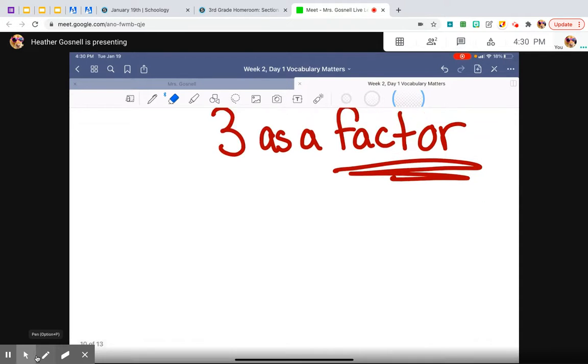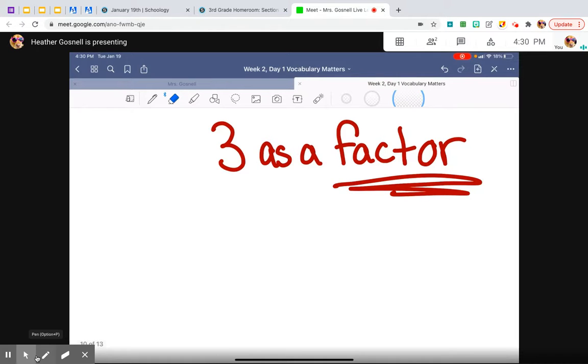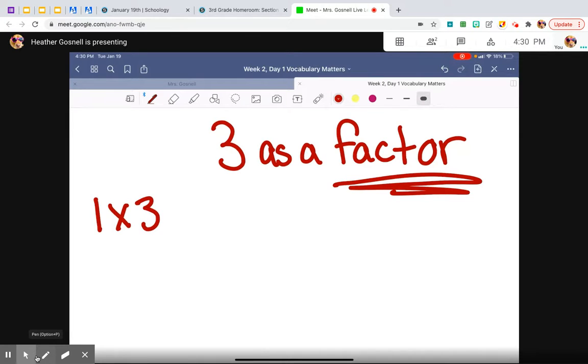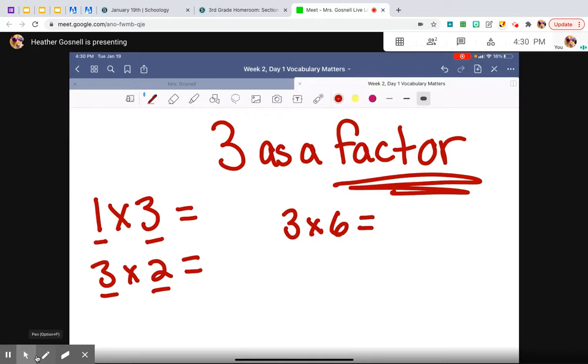So we have been working on multiplying 2 numbers at a time. So we know that 1 times 3, we have 2 factors here. We have 1 as a factor and 3 as a factor. Let's think of another one. 3 times 2. Our factors here are 3 and 2. 3 times 6. Our factors here are 3 and 6. 3 times 9. Our factors here are 3 and 9.